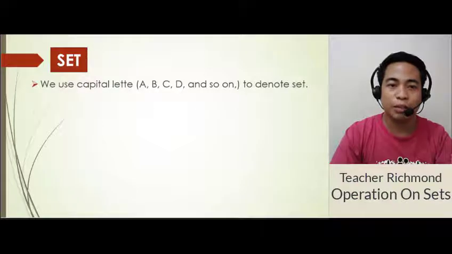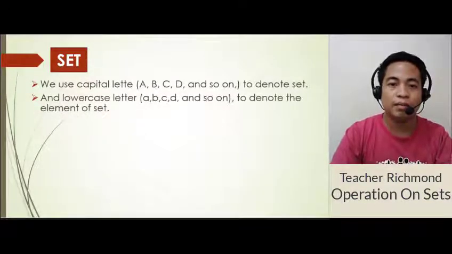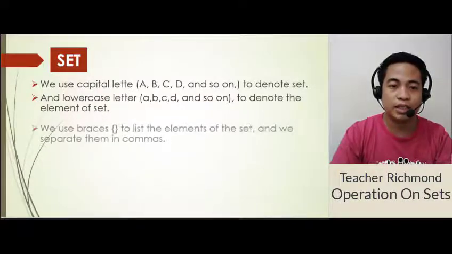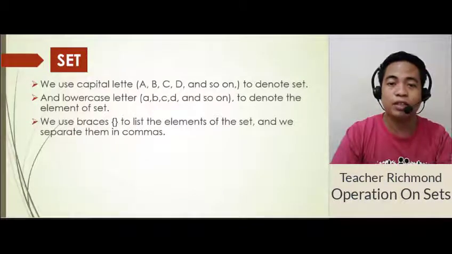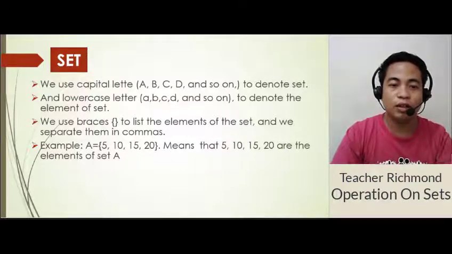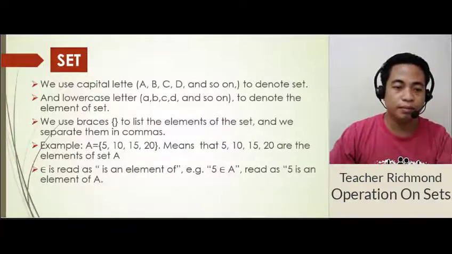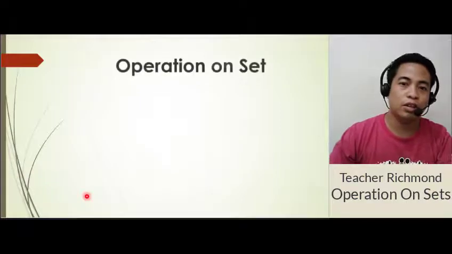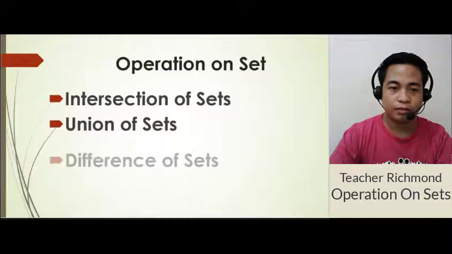Okay, to denote set we use capital letters, and we also use lowercase letters to denote elements of set, and we use braces to list the elements of set and separate them in commas. For example, if we have this set A is equal to, you notice we use the braces here, and the elements are 5, 10, 15, 20. It means that 5, 10, 15, 20 are the elements of set A. And we use also this symbol, and we read this as an element of, meaning we use this symbol to represent the elements of a given set.